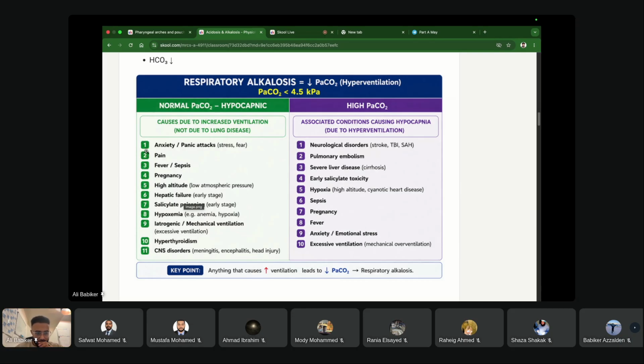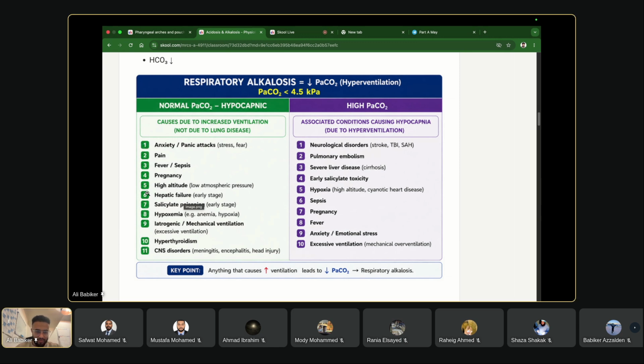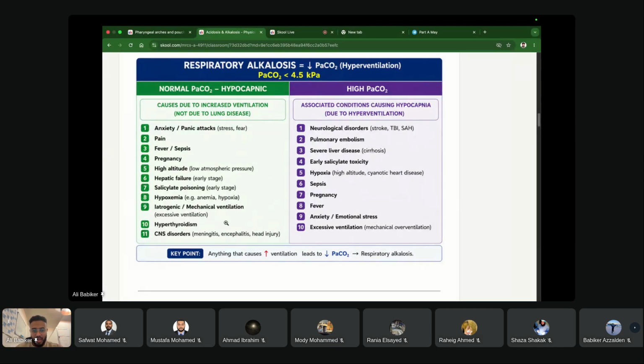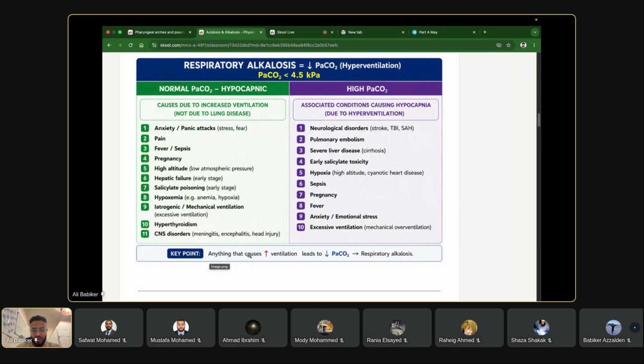Remember, or understand, from A to 5. Anxiety will lead to hyperventilation. Pain will lead to hyperventilation. Fever will lead to hyperventilation. Hepatic failure doesn't lead to hyperventilation. However, this one will lead to hyperventilation. So 6 or 7 of them you can just remember by hyperventilation. If you can see here, anything that causes an increase in ventilation leads to a decrease in PaCO2, and this will lead to respiratory alkalosis. All right.